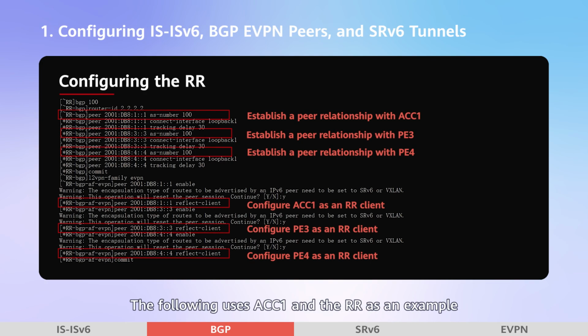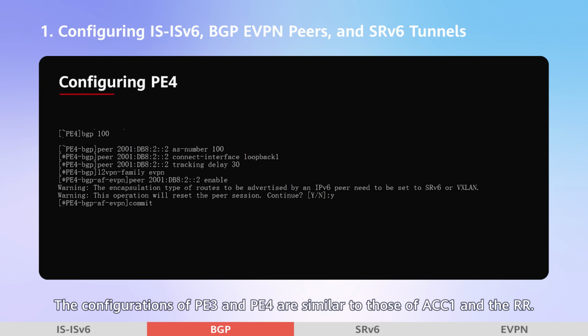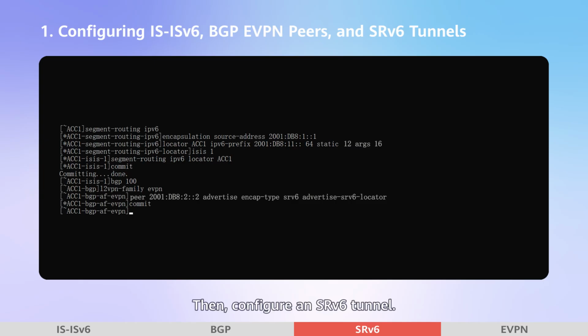The following uses ACC1 and the RR as an example to describe how to configure BGP VPN peer relationships. The configurations of P3 and P4 are similar to those of ACC1 and the RR. Then, configure an SRv6 tunnel.